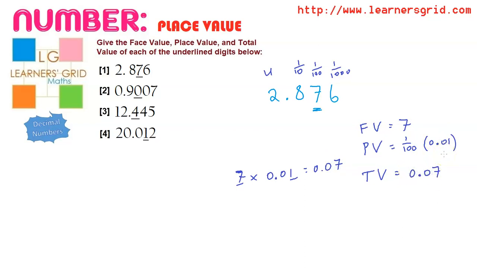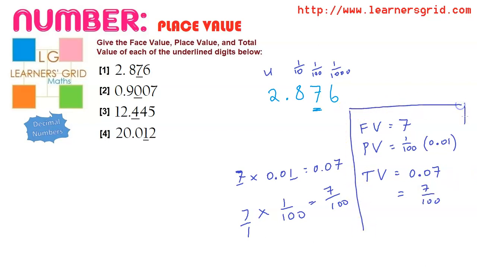I could do it like this, 7 times 1 over 100. Convert that to a fraction. So 7 times 1 is 7, and 1 times 100 is 100, and so I could also give it as a fraction, which is 7 over 100. These are the answers that I'm going to need for number 1.